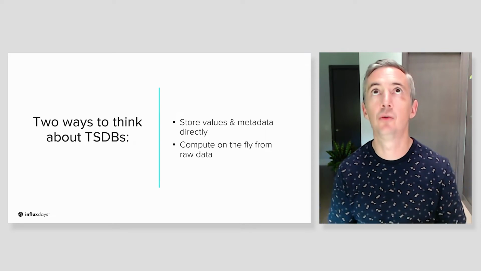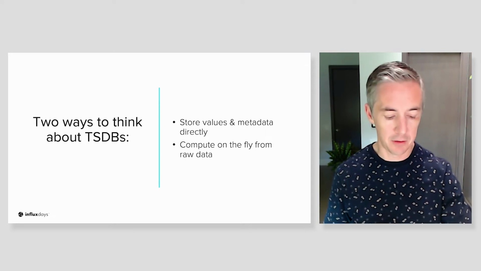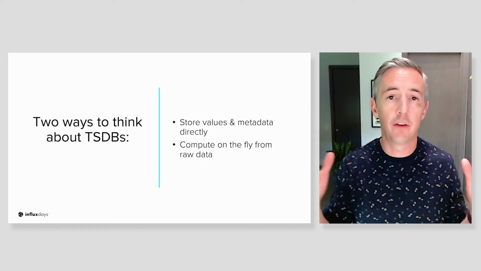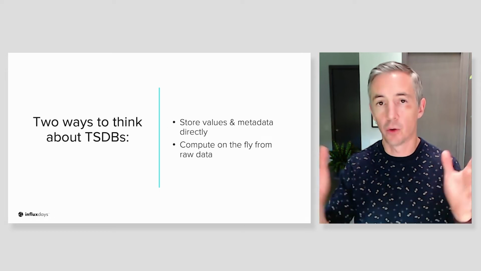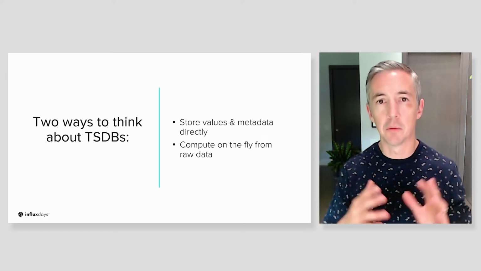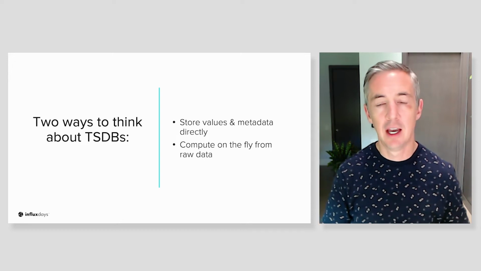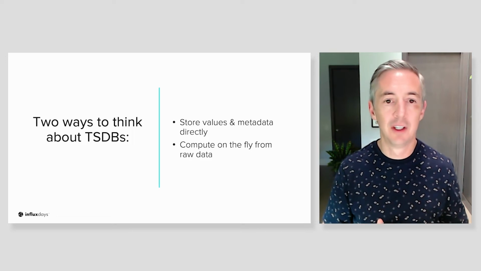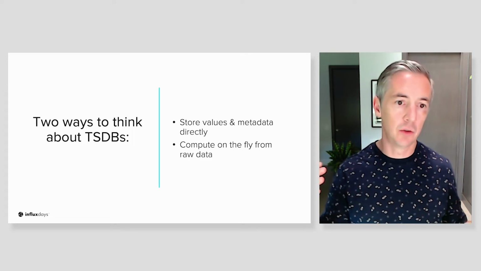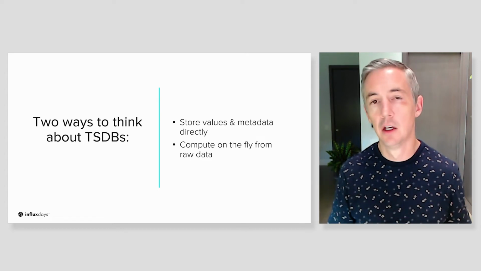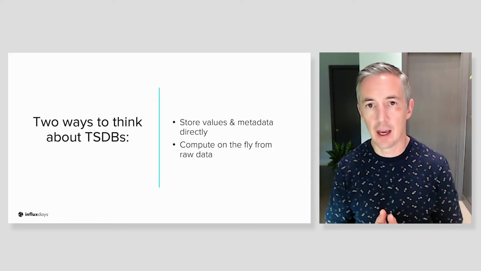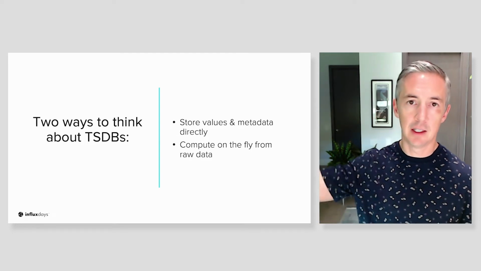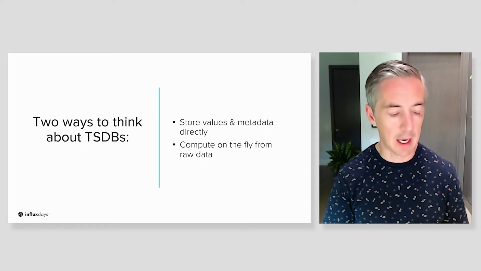Now, how does this play into databases? I think there are two ways to think about time series databases. There's one type, where you store the values of the time series directly and you store the metadata around it. That's what I call a more pure play time series database. And then the other way to view a time series database is actually that it's not a time series database at all. It's just a system that allows you to compute time series on the fly from raw underlying data, whether that's individual events and records in a relational database, or data in an object store, or whatever it is you're looking at.